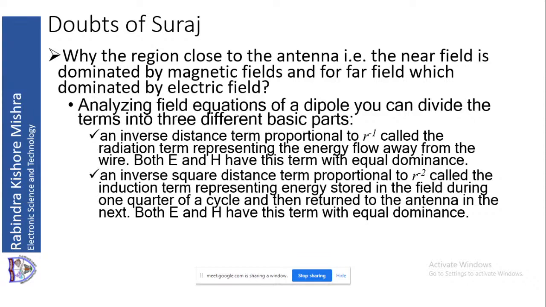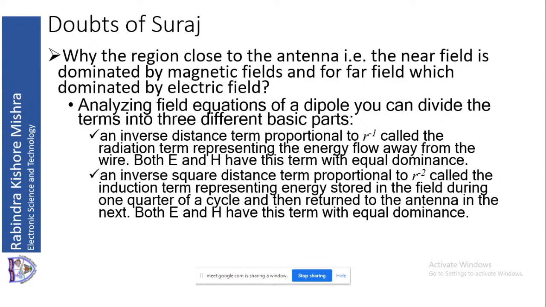So in the first quarter of the complete cycle, this is the energy which is detached from the antenna but stored near the antenna. Next quarter it will come back to the antenna. Then next quarter it will go away from the antenna. Then it will come back to the antenna. This is again available for both E and H, and both of them have equal dominance.